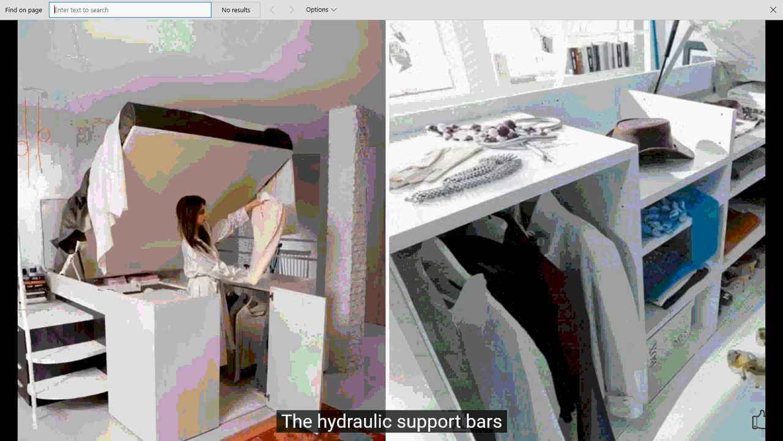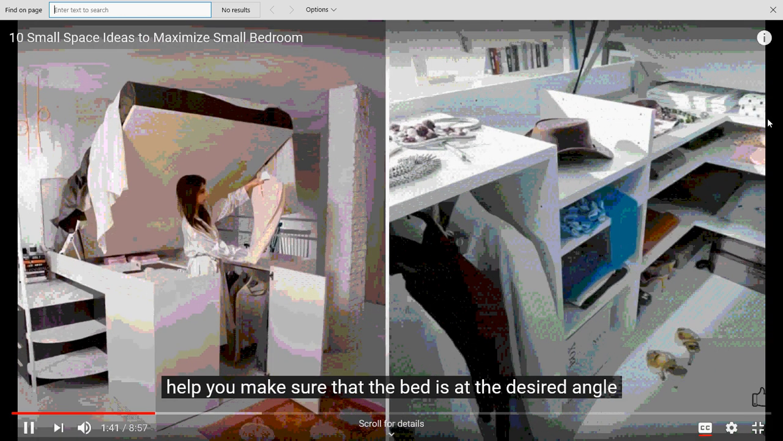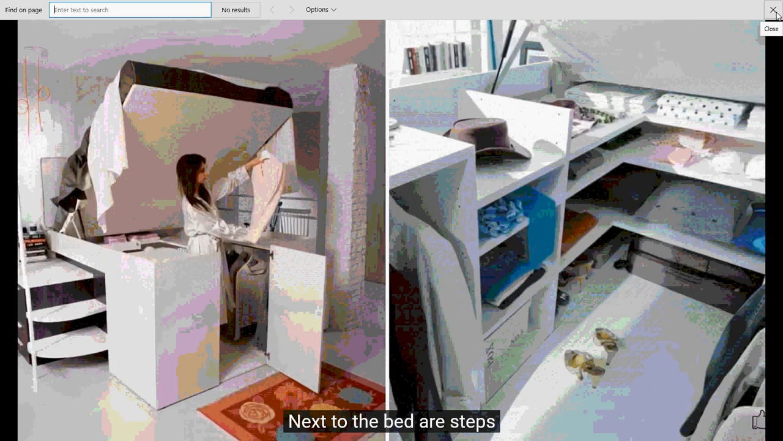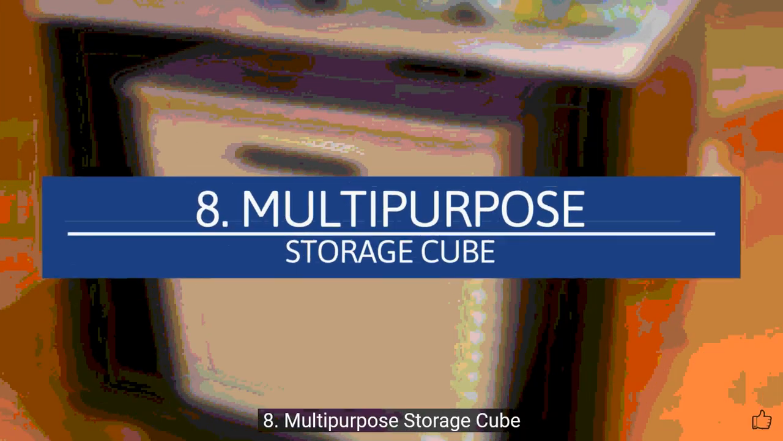The hydraulic support bars help make sure that the bed is at the desired angle while you are tidying up the closet or taking your outfit. Next to the bed are steps that provide access to your comfy bed. 8. Multi-purpose storage cube idea.